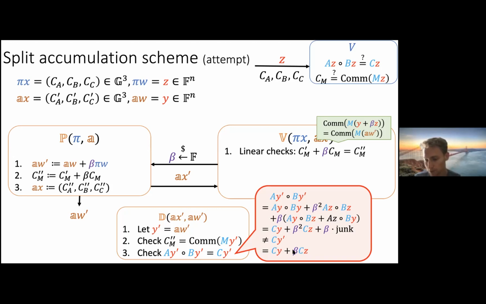So cy plus beta cz. We're almost there, right? We have cy plus beta squared cz plus beta times junk is what we get, but what we really would want is cy plus beta cz.